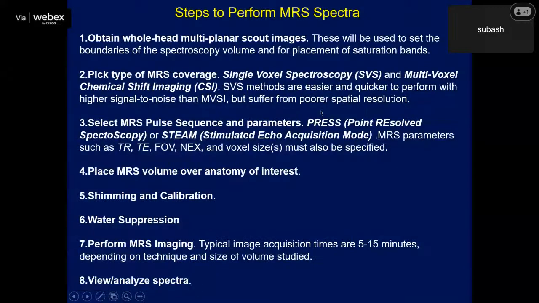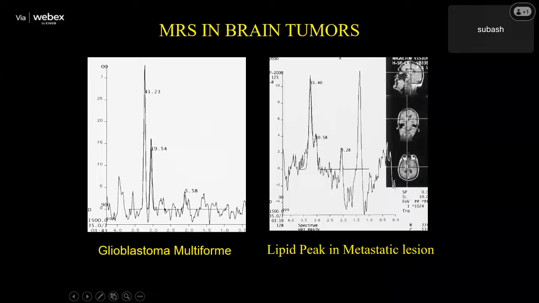But when you look at a disease model, you can see this is a GBM. It's a very, very virulent tumor. You can see the NA at 2 ppm, it's completely gone. There are no viable neurons in this area, in this tumor. It is a very dangerous tumor. It doesn't allow the patient to live more than 6 months after being diagnosed with a GBM.